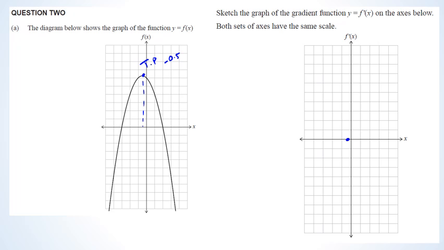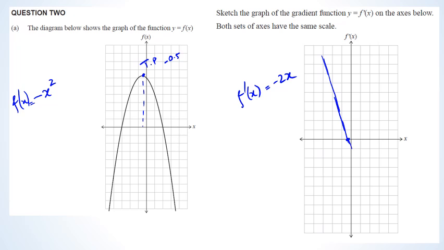As I said earlier, this shape right here is a parabola, but it's a negative parabola. So that means I can say f of x is negative x squared. But when I differentiate it, it's going to become negative 2x. And because of that, on the right hand side, I've got to draw a straight line that's going to go through negative 0.5.